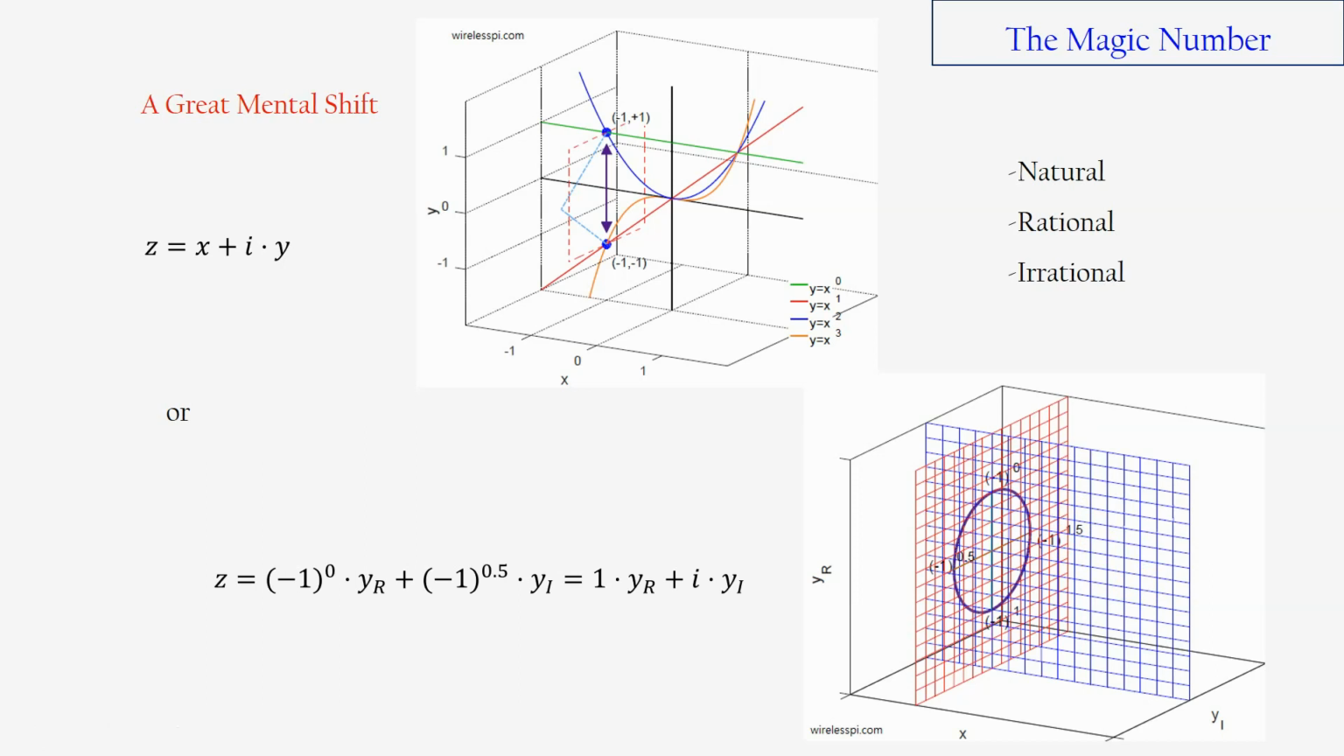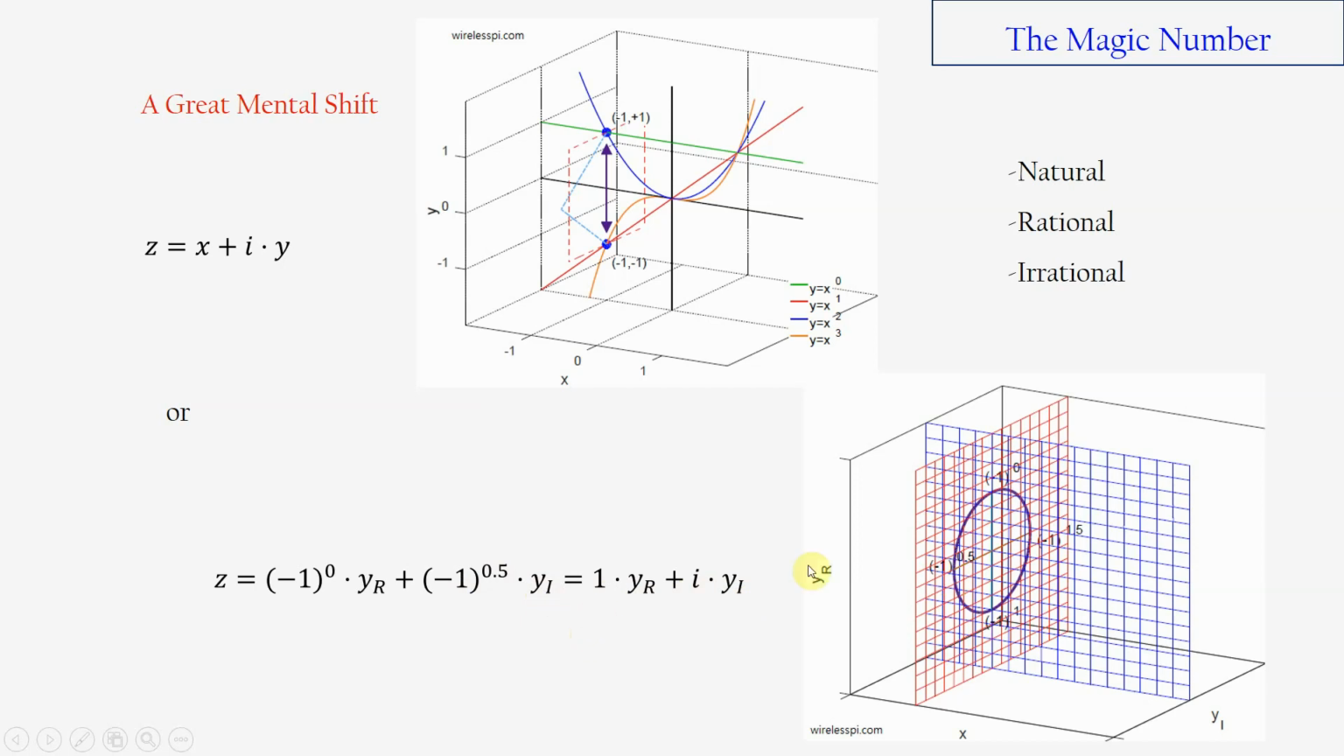In this alternative approach, a complex number is a point in a 2D plane formed by a real axis yr and an imaginary axis yi, such that the point z equals (-1) raised to power 0 times yr plus (-1) raised to power 0.5 times yi. So 1 times yr plus i times yi.